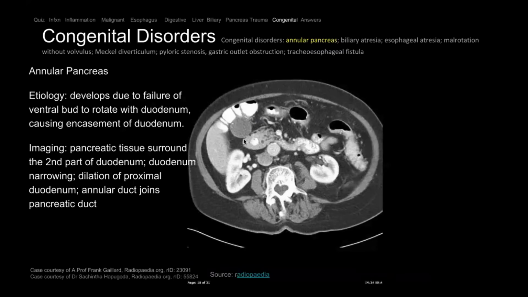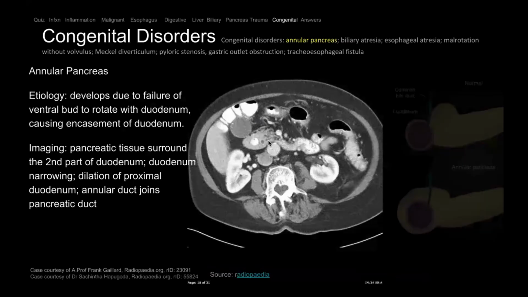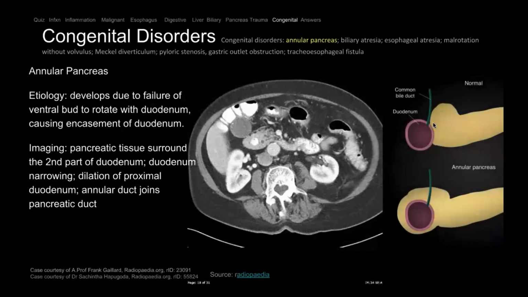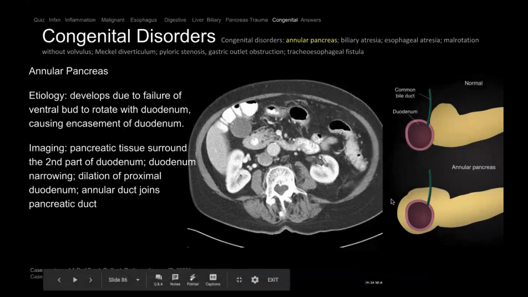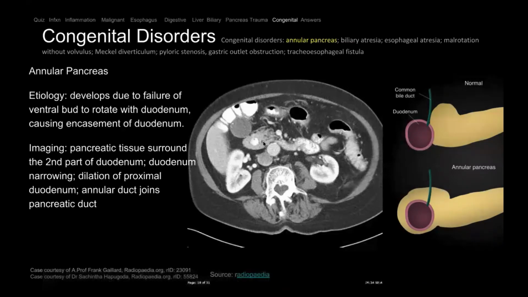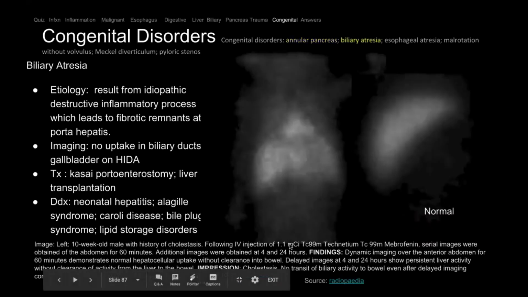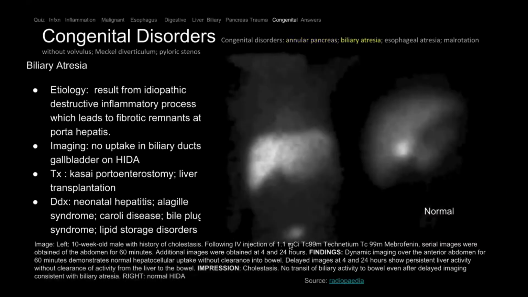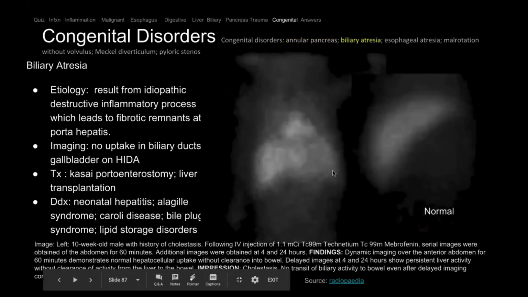Here, this is an example of congenital malformation of the pancreas. So the pancreas normally abuts the duodenum, but in certain congenital abnormalities, the pancreas can go entirely around the duodenum. This increases the risk of pancreatitis, and that's what we see here. So the pancreas goes completely around the duodenum, which has contrast within it, and that's annular pancreas, which can increase the risk of pancreatitis.